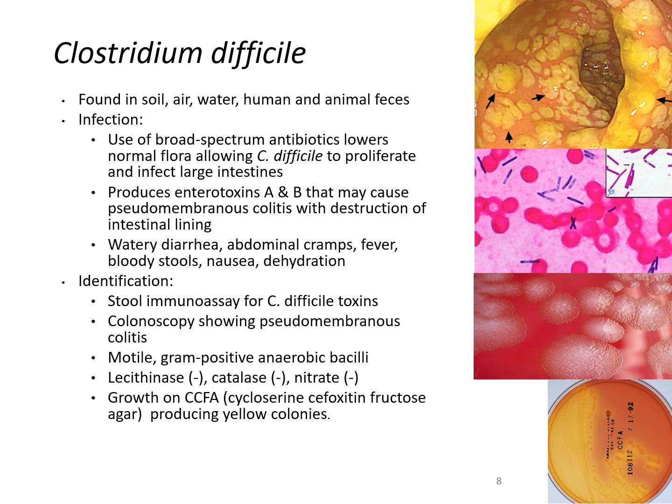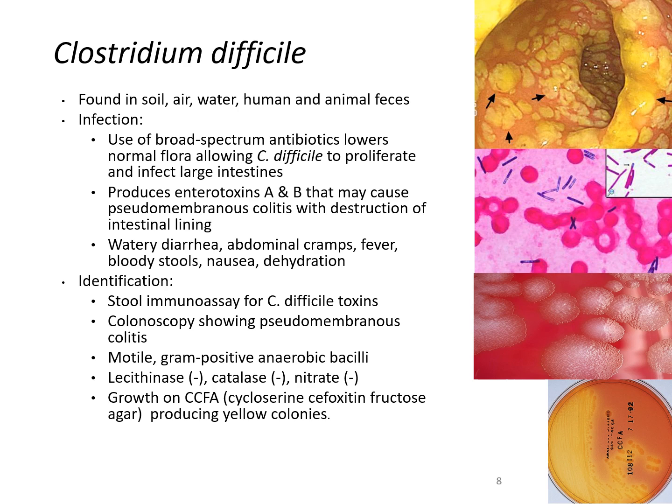Clostridium difficile, which is more commonly referred to as C. diff, is found in the soil, air, water, human and animal feces. And this infection usually takes place after there's been a use of a broad spectrum antibiotic, which will lower the normal flora, and it allows the C. diff to actually start to colonize and proliferate the large intestines. And it produces enterotoxins A and B that will cause a pseudomembranous colitis, where it actually destroys the intestinal lining.